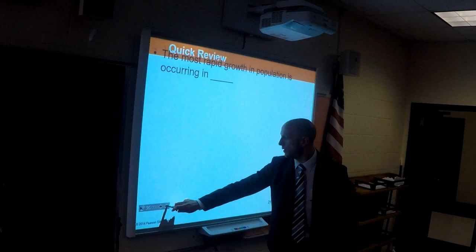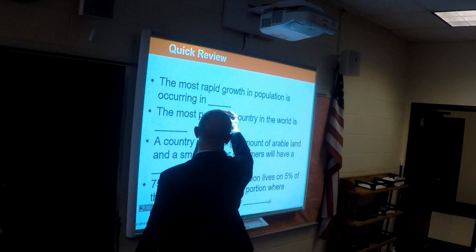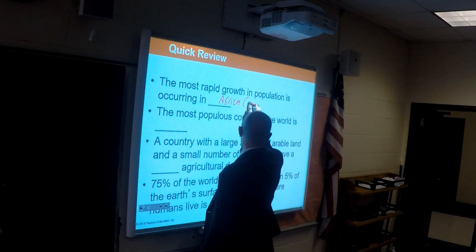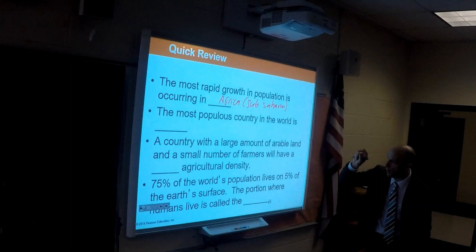Okay. Quick review. The most rapidly growing population is occurring in where? Anybody know? LDCs. Specifically, we're going to say Africa, and we're going to say sub-Saharan. Another place where you still see a little bit of growth is in South Asia, but overwhelmingly, the majority of the next generation of global population is going to occur in Africa.